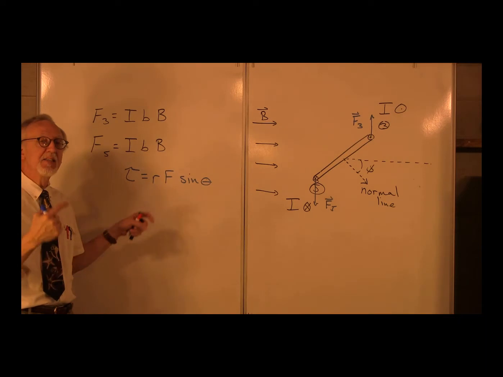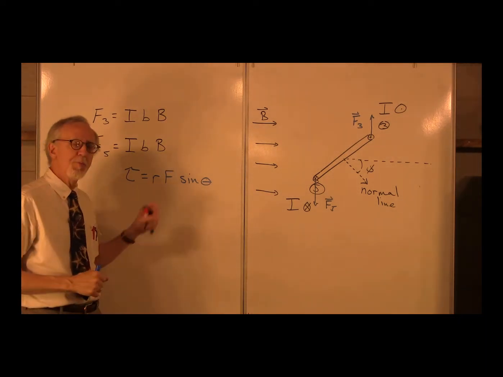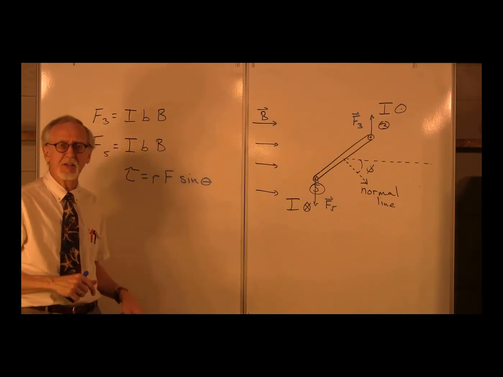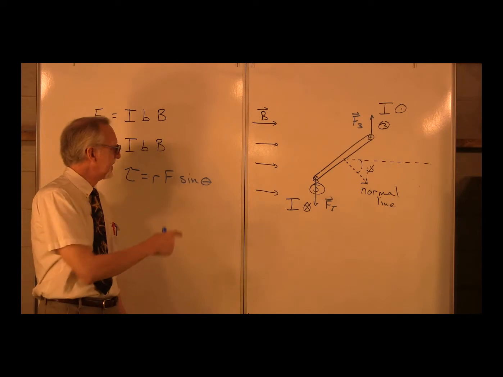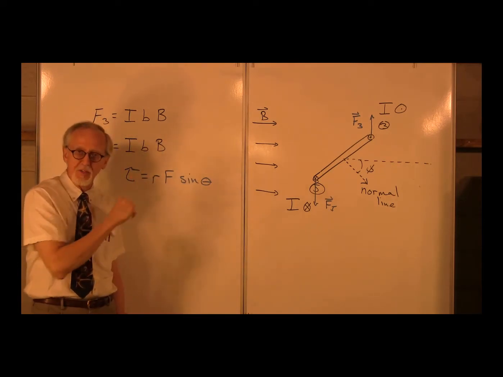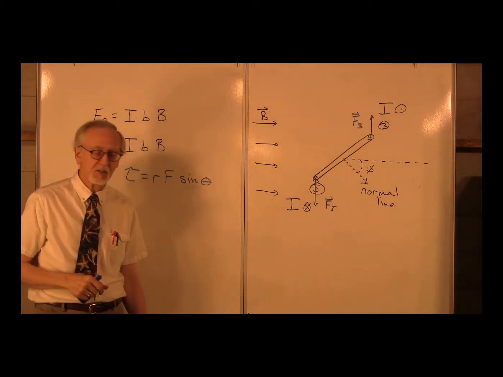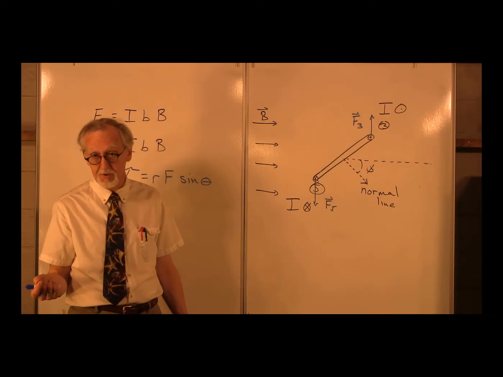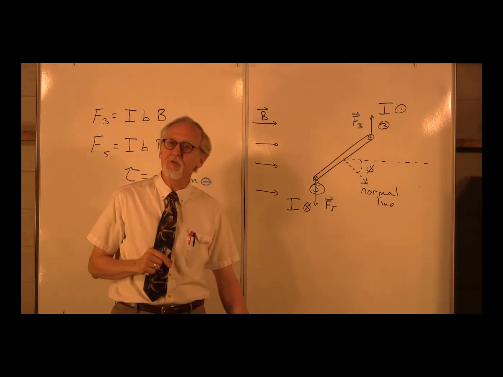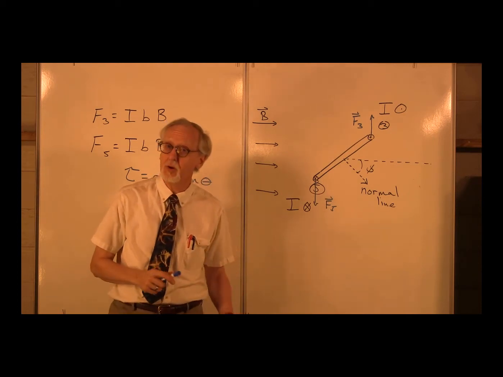R, that's the distance from the origin to the point where the force is applied. So in order to calculate a torque, we have to define an origin. The distance from the origin to the point where the force is applied, that's r. F is the magnitude of the force. Theta is the angle between r and F. Let's figure out the two torques, the torque for force 3 and the torque for force 5.